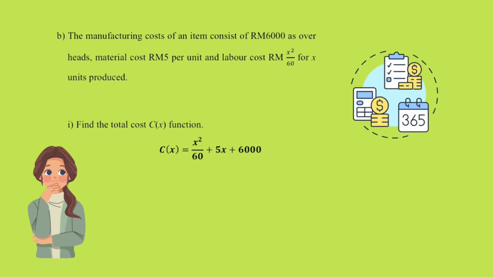We can see that RM 6,000 as overheads is the fixed cost of the total cost function, and the material cost is RM 5 per unit. We can state that as 5x as a variable cost, and the labor cost is listed as x squared plus 60 ringgit Malaysia for x units produced. So the final answer will be C(x) equals x squared plus 60 plus 5x plus 6,000 for the total cost function.